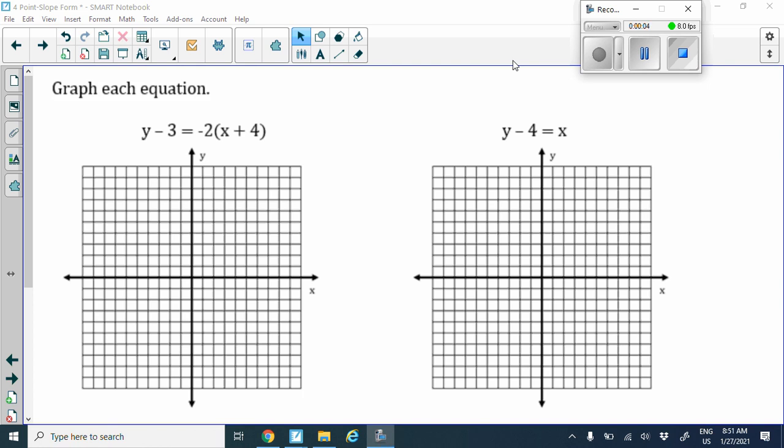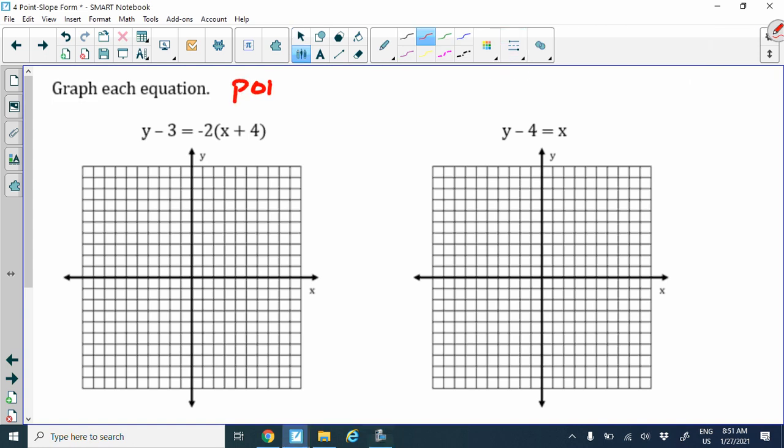We are now going to be graphing our equations. So notice that both of these are in point-slope form. Okay. So when we graph, we are going to identify the point and identify the slope. Then we'll graph the point, and then using the slope, graph other points as well. We really want to make sure we graph at least 5 points.